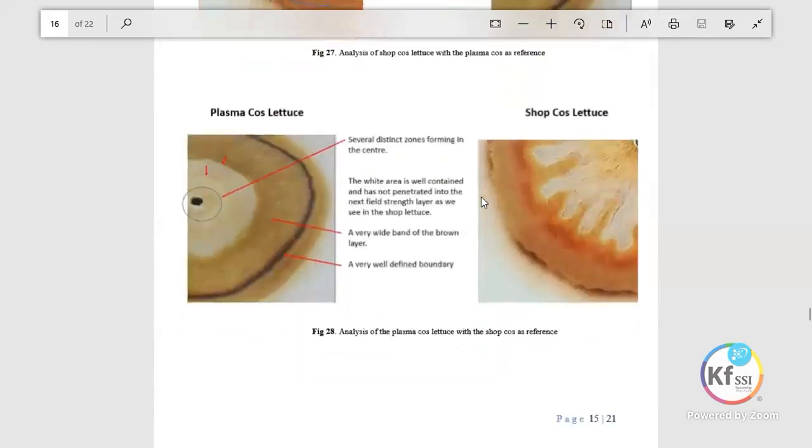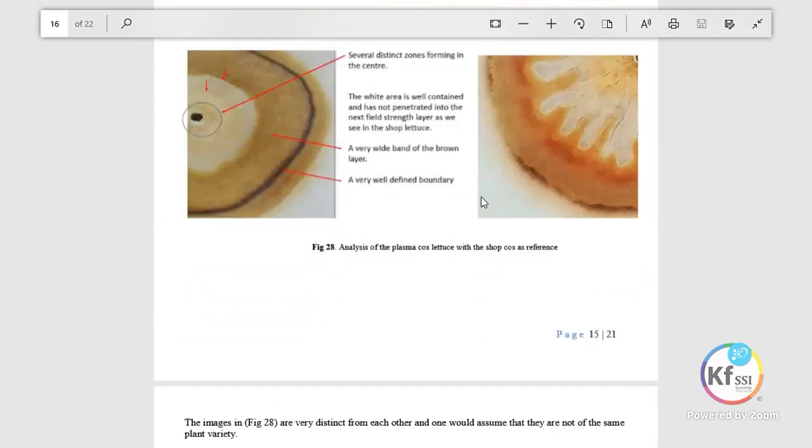When I look at the plasma lettuce, we can see quite a few distinct layers. We have the center zone, and then we get a lighter brown. That's with that first small red arrow, and then we get the edge of the white zone. And then that white area is very well contained by the next lighter brown area. And we don't see any penetration into that next field strength layer, as we saw on the shop lettuce. And it's a very wide band. And then we also have a very well-defined boundary on that COS.